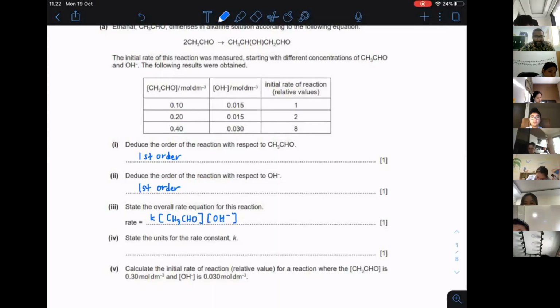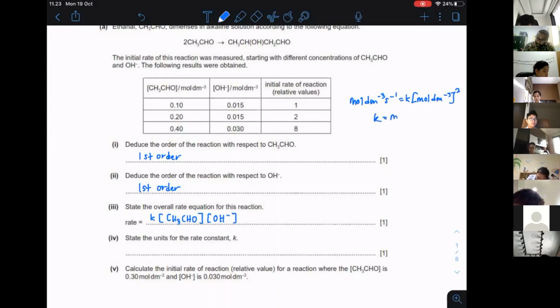State the units for the rate constant. If you want to state the units for the rate constant, rate is mol per dm cube per second equals K times mol per dm cube to the power of 2, because 1 and 1. So K is going to be mol dm negative 3 per second divided by mol dm negative 3 to the power of 2. Cancel 1. So you will get mol negative 1 dm3 per second.